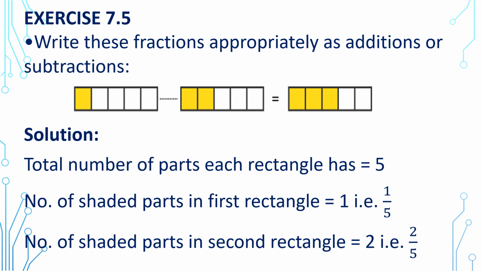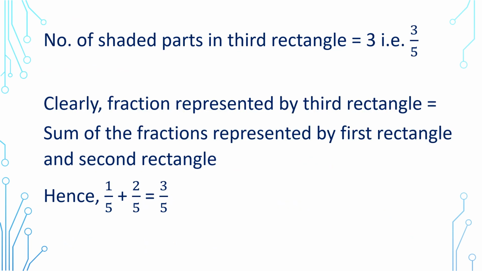Number of shaded parts in the first rectangle is 1, or else we can say 1 by 5. Number of shaded parts in the second rectangle is 2, or else we can say 2 by 5. Number of shaded parts in the third rectangle is 3, or else we can say 3 by 5. So clearly we can say the fraction represented by the third rectangle is equal to the sum of the fractions represented by the first rectangle and the second rectangle. Hence 1 by 5 plus 2 by 5 equals 3 by 5.